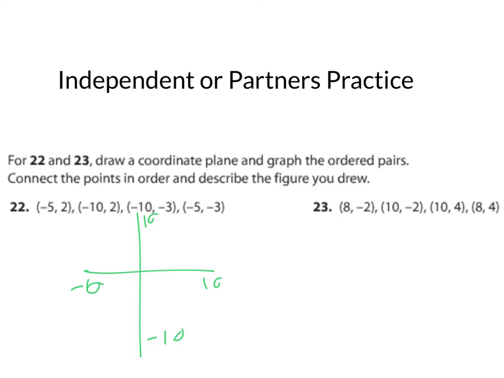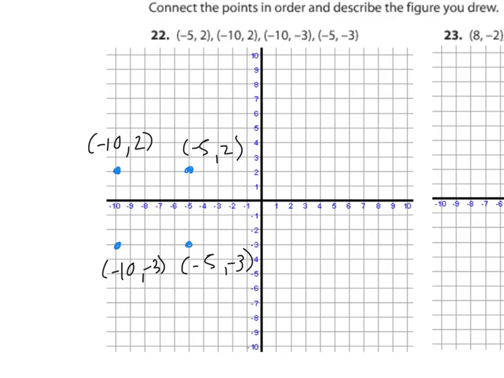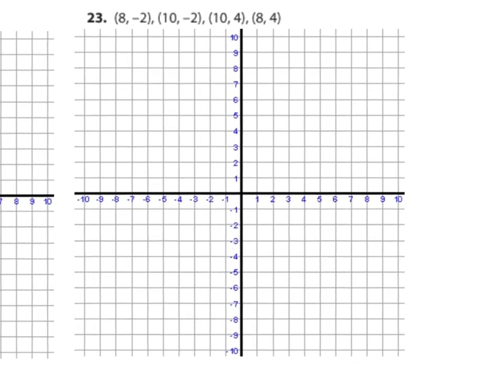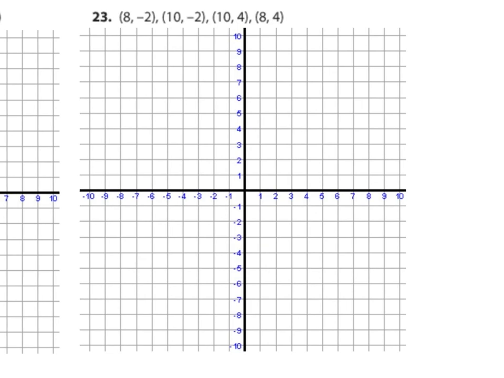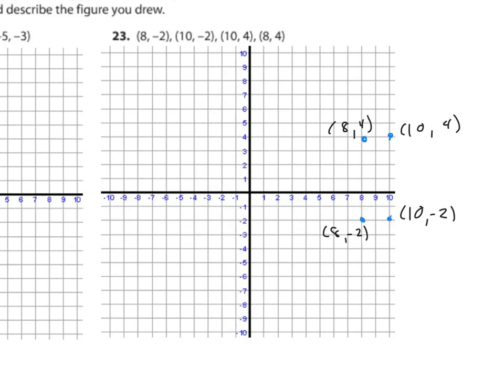In 3, 2, 1. Here's my answer for the first problem for independent or partners practice. It also asks to describe what shape you would draw if you connected them. My answer would be a square. Now moving on to the second problem. Unpause the video when you're ready. Here are the answers in 3, 2, 1. And there they are. It also asks what shape it would make if you connect them. I know that's not perfect, but that will be a rectangle.